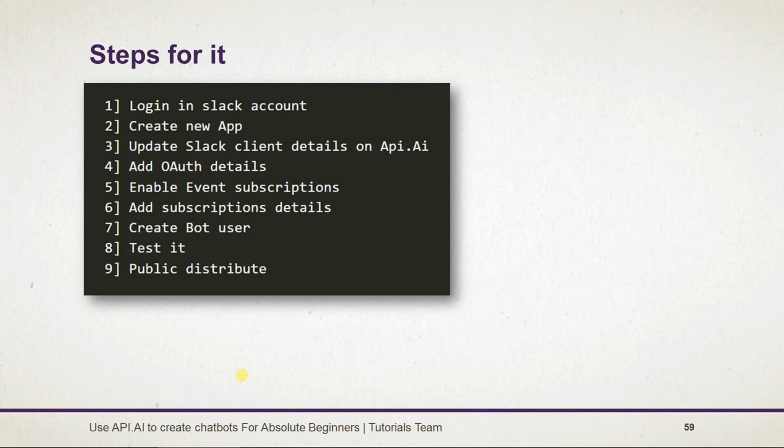Add the auth details provided by API.AI. Then create the new bot user and subscribe for the events. Then install it on your workspace. Publish from the manage distribution page.